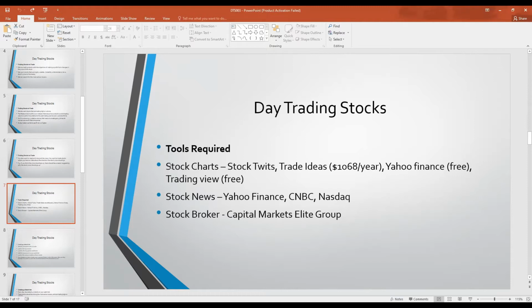Well, there are several websites that allow you to see these charts of stocks. Some of the websites are StockTwits, Trade Ideas, Yahoo Finance, and TradingView. Trade Ideas, you have to pay approximately $1,068 a year to see the charts. Yes, people with deep pockets can access Trade Ideas and they can pay for Trade Ideas services. However, I recommend that a trader considers Yahoo Finance. This is free. Yahoo Finance is free.